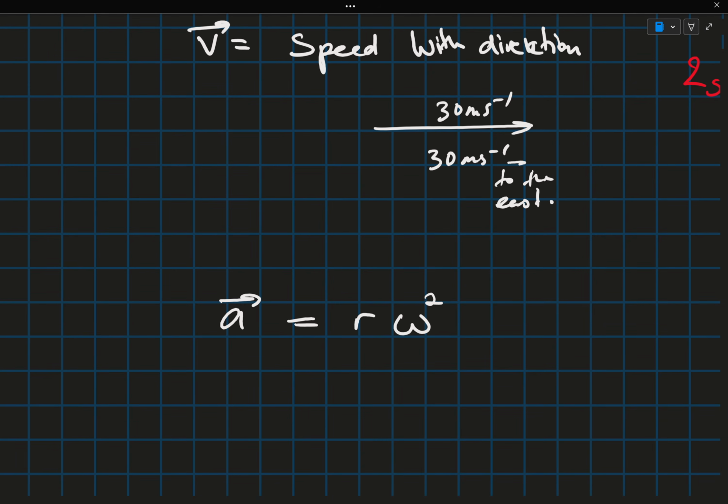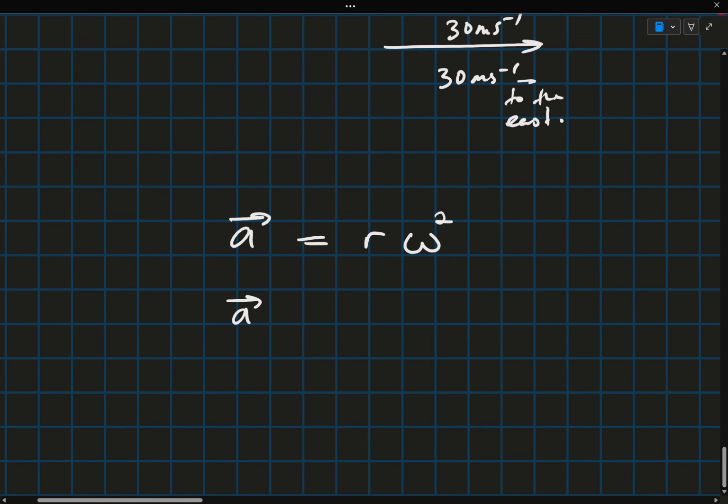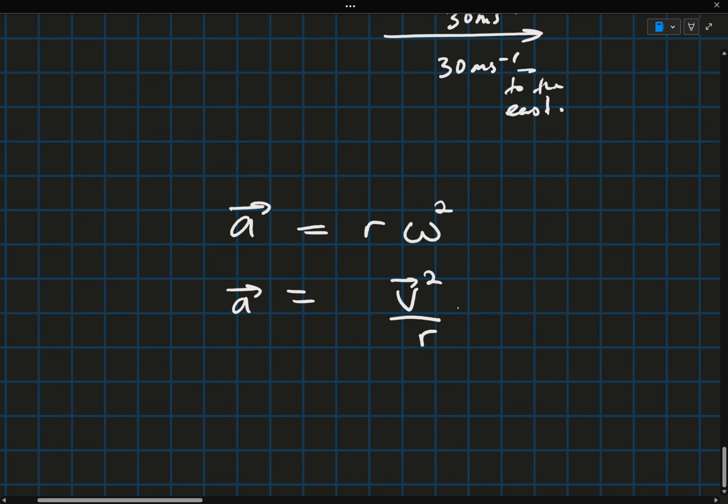So it is related by this equation. Alternatively, if we look at its relation with linear velocity, acceleration would have been v squared over r, the radius, right? So this is our relationship between them. This is the acceleration with respect to angular velocity, and this is in relation to linear velocity. So we have these, right?